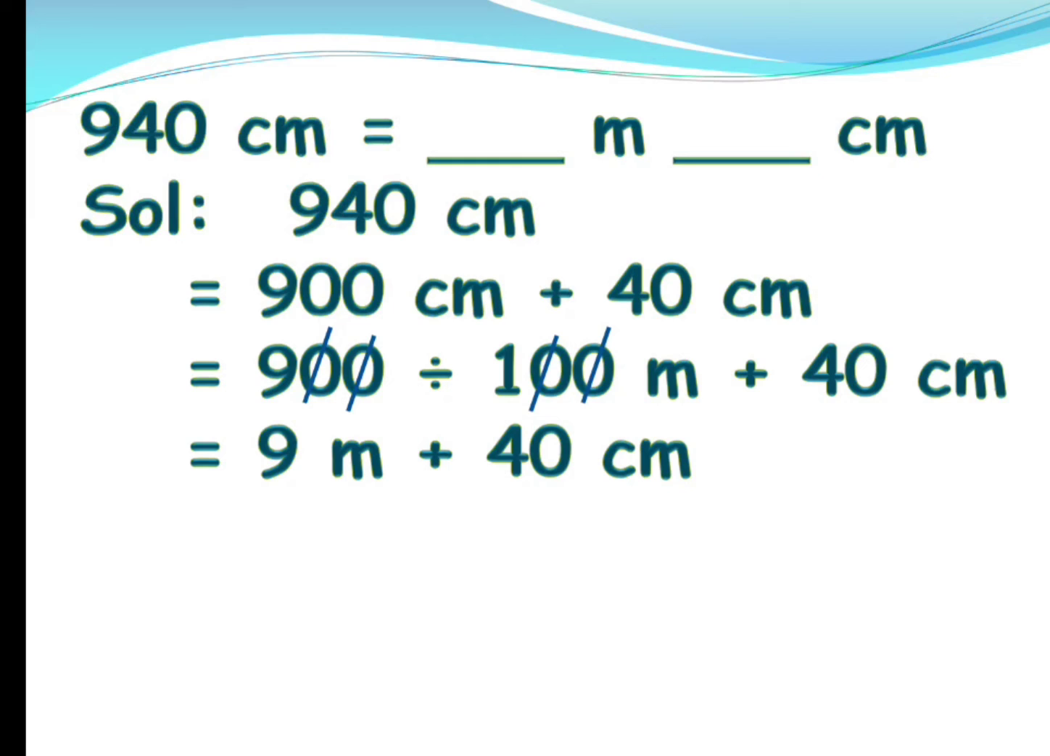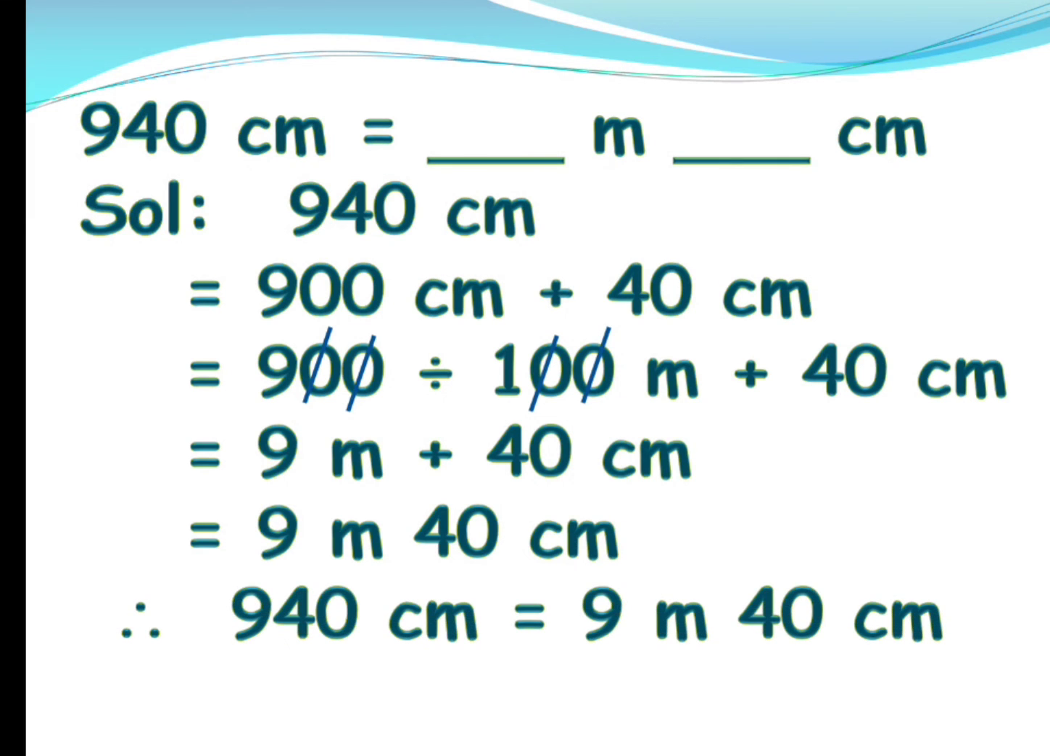Now meters is the bigger unit and centimeters is the smaller unit, isn't it? So we can't add them. So we will write side by side as 9 meters 40 centimeters. Now we got the answer. 940 centimeters is equal to 9 meters 40 centimeters. Therefore you will write the same: 940 centimeters is equal to 9 meters 40 centimeters.